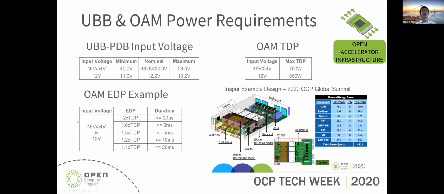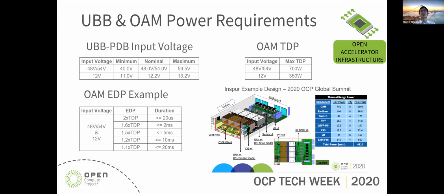Next one, please. Here is a general introduction to the UBB and OAM power requirements. We have the UBB and PDB input voltage listed here. For the 54/48 volt, the UBB and PDB will support from a minimum of 40 volt up to 59.5 volt. And for the 12 volt, we'll have the range from 11.0 to 13.2 volt.